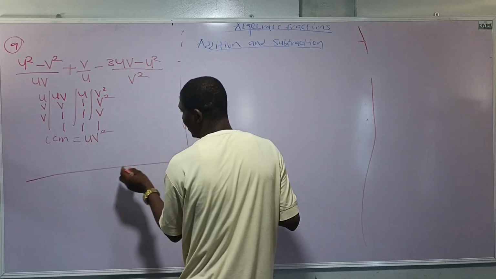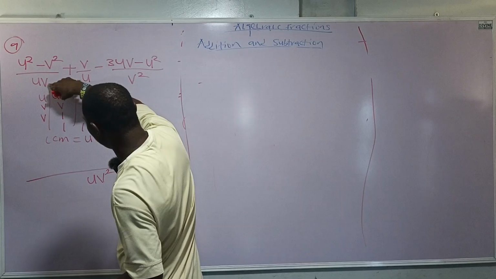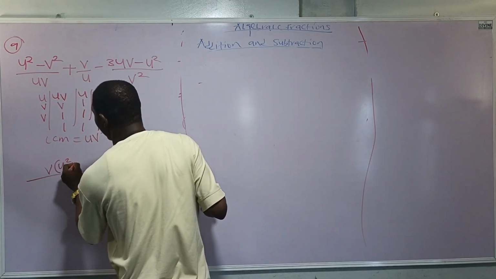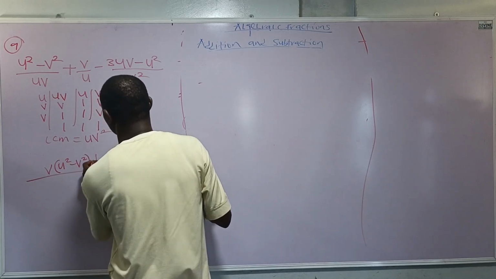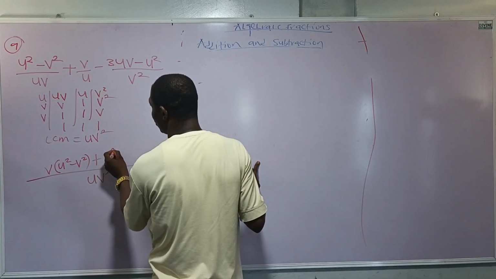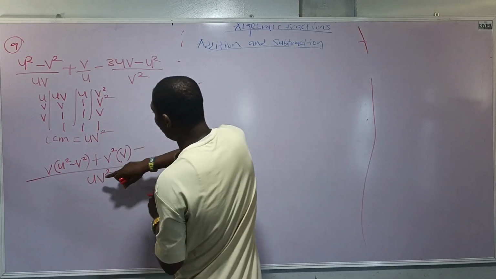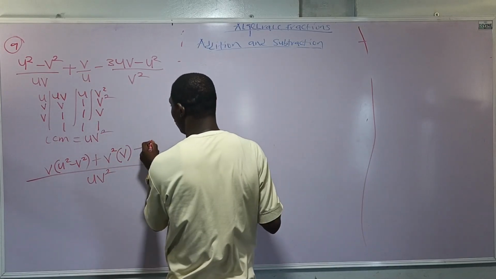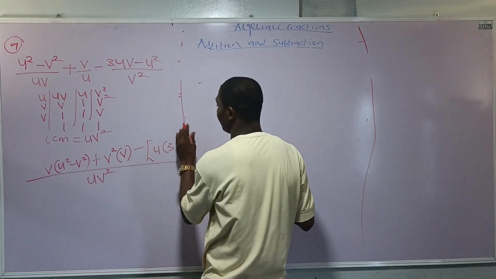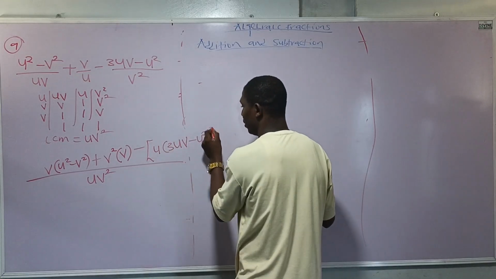Now, we have our LCM as uv square. uv square divided by uv, we have v left. And we have u square minus v square at the top. Plus, uv square divided by u will give me v, in square brackets, v. Minus uv square divided by v square will give me u, but I'll put it in square brackets. So I have my u, bracket 3uv minus u square, close bracket.